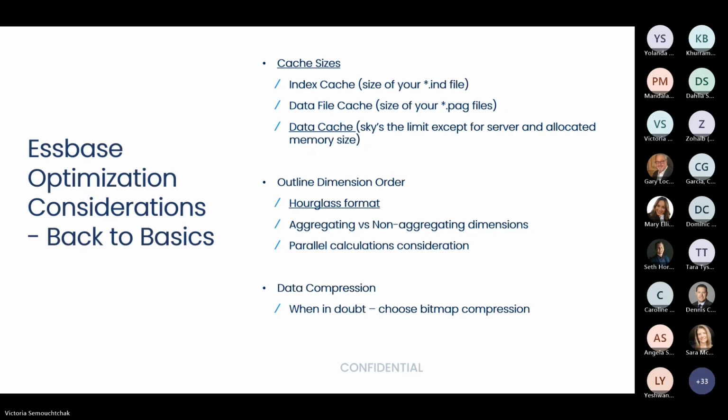Now, on the outline side, we've all heard that hourglass format is kind of the best design. And what that means is that you put your largest dense dimensions at the top of the outline, and then your largest sparse dimensions at the bottom of the outline. Now, I have an exception to this, which is paying attention to your non-aggregating dimensions, such as versions or scenarios, because you might want to use them as anchor dimensions later on in parallel calculations. And so sometimes I prefer versions to be at the bottom of the outline.